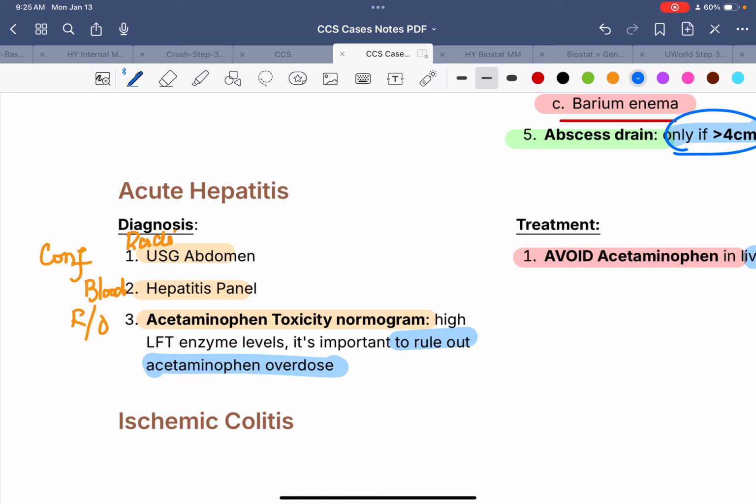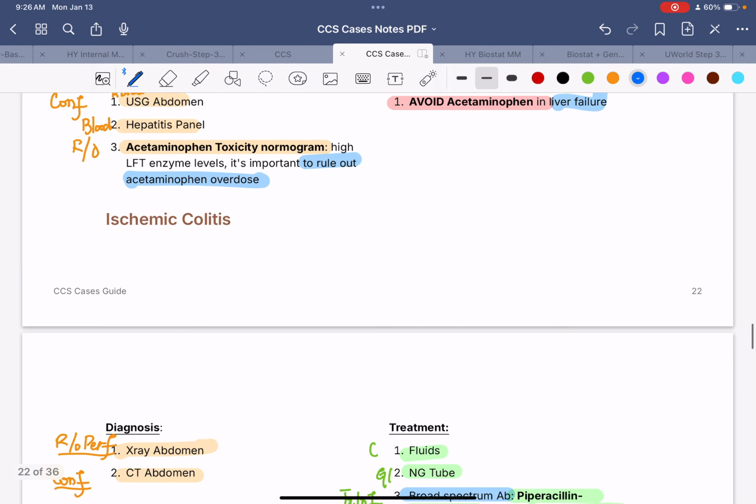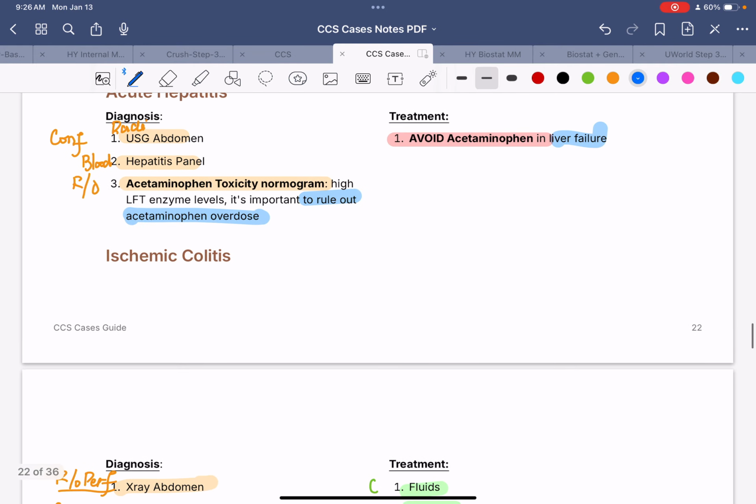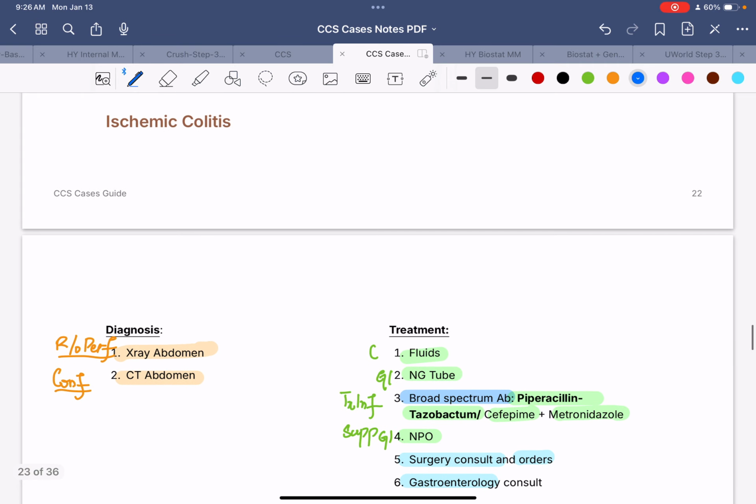And then for the radiological, looking at the acutely inflamed liver, you want to get an ultrasound of the abdomen done. And the specific treatment, you're going to avoid acetaminophen in liver failure, because it's of course going to exacerbate the liver failure. And besides this, general supportive management with the ABC, right? And if the patient is vomiting, put on ondansetron, and push the patient on NPO and IV fluids and all those supportive measures.